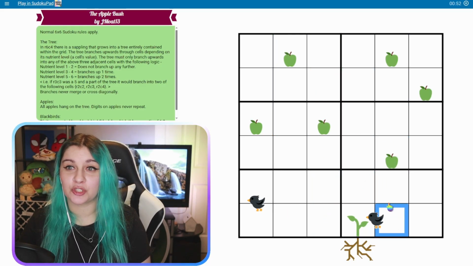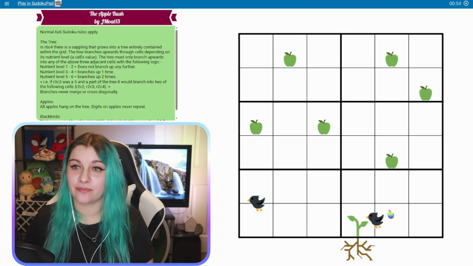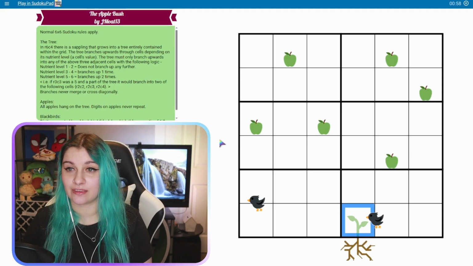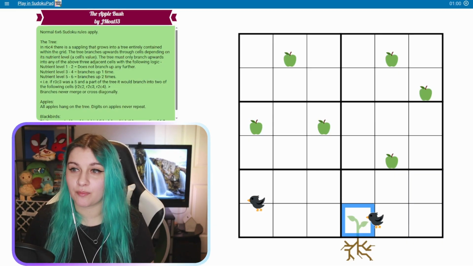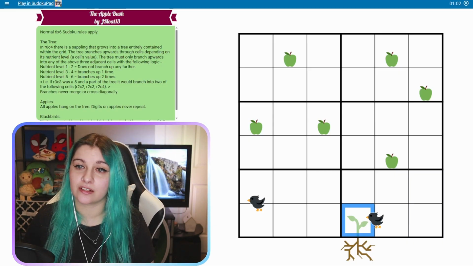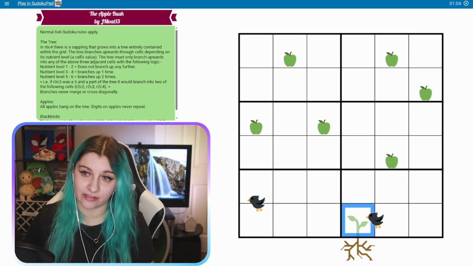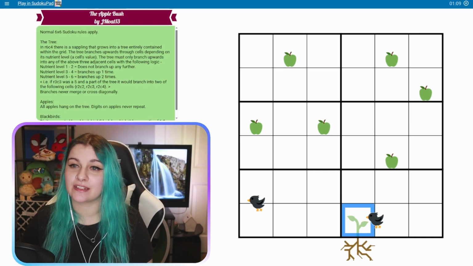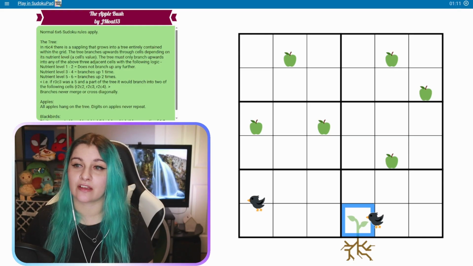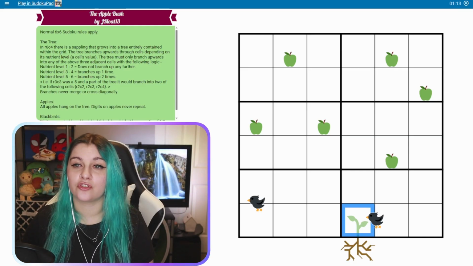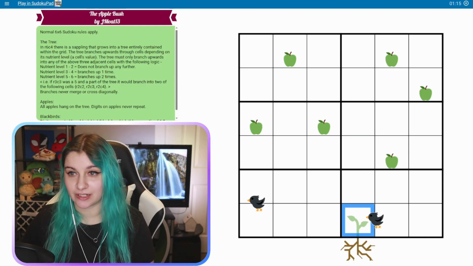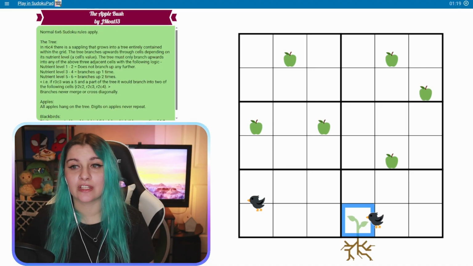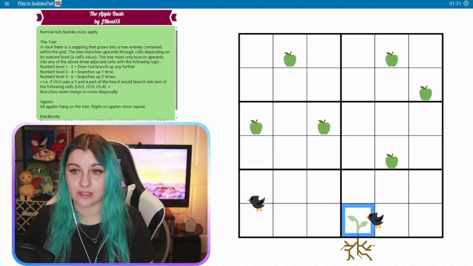We have the tree. In row 6, column 4, there is a sapling that grows into a tree entirely contained within the grid. The tree branches upward through cells depending on its nutrient level, a cell's value. The tree must only branch upwards into any of the above 3 adjacent cells with the following logic. Nutrient level of 1 or 2 does not branch up any further. Nutrient level of 3 or 4 branches up 1 time. Nutrient level of 5 to 6 branches up 2 times.